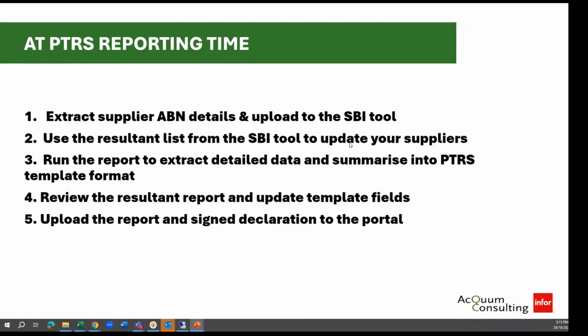But it is possible for small businesses to opt out of the scheme, so they would need to be excluded. They may have been in your list of small businesses previously, but may have opted out since your last update. So you do a last run, then you actually run the report to extract the detailed data, and summarize it and roll it up into the PTRS template format.